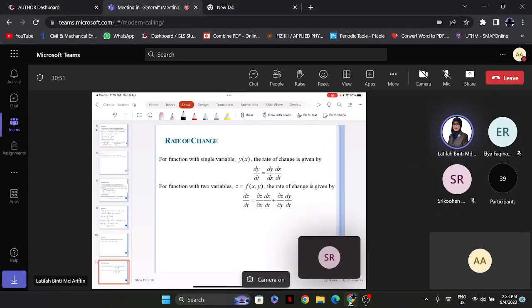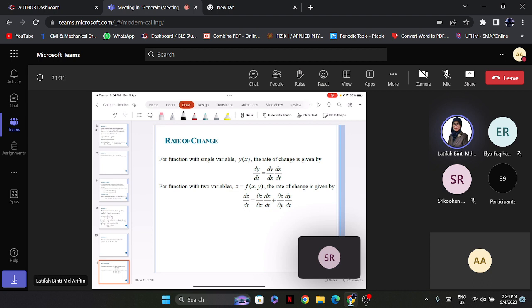Apply whatever knowledge that we have from the chain rule. So here, rate of change, given the formula for a function of a single variable and also a function of two variables. Let's say we have a function of single variable y(x). To get the rate of change, it's given by dy/dt equals dy/dx times dx/dt. When it says rate of change, definitely we want to find its rate against time t, where t is time. So we will find dy/dt.